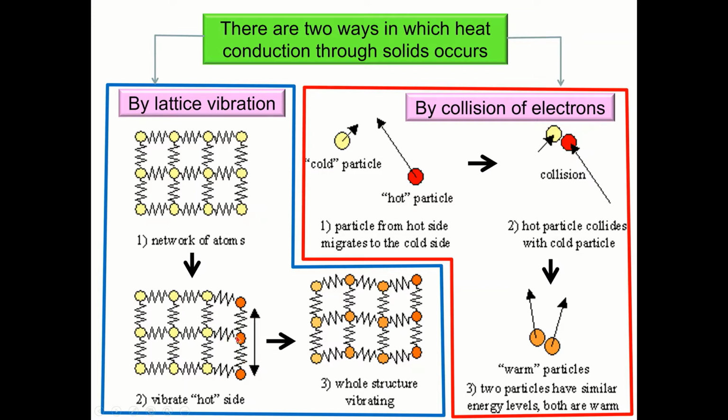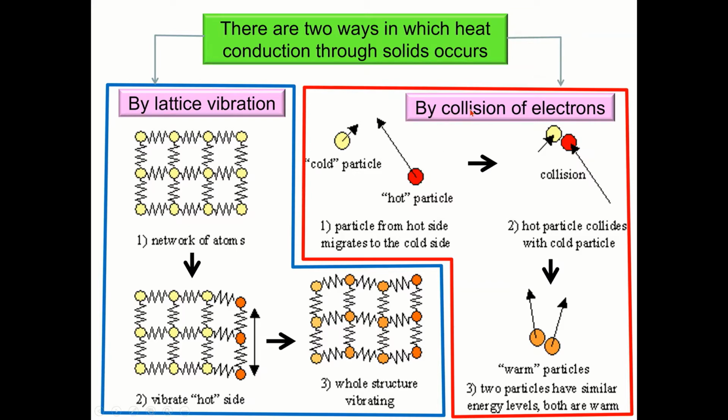If heat energy is given from one side of the network of atoms, then it begins to vibrate, and then it transfers the vibration to the neighboring atoms, and it goes on transferring part by part, and lastly the whole structure is vibrating.